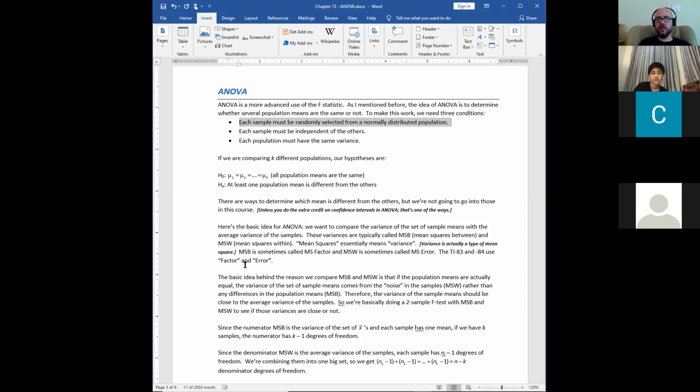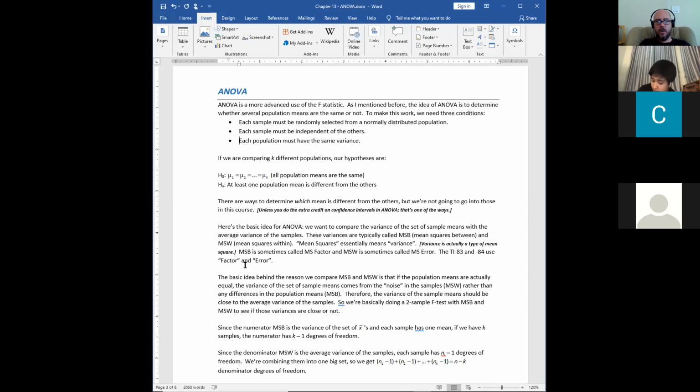You have to have each sample randomly selected from a normally distributed population. Samples all have to be independent, and the populations have to all have the same variance, because we're going to use pooled, essentially. We're going to return to this. A thing that I wish I had been doing more along the course is having us check assumptions, so we're going to check the assumptions for ANOVA. It gets a little bit complicated, but we'll do that.